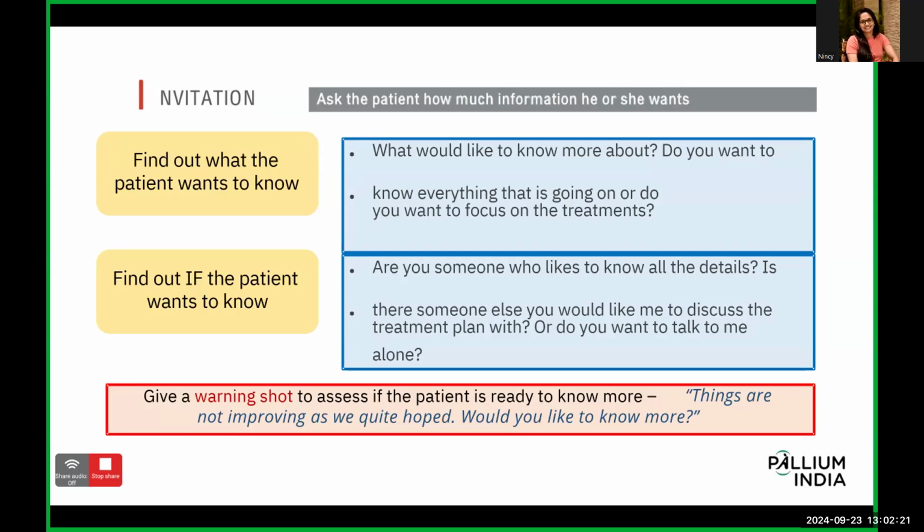Yeah. Over here, they've given an example also. Things are not improving as we hoped for. Would you like to know more? So you're giving them an introduction. Things are not improving. That means things are getting bad. So they can expect what is coming.